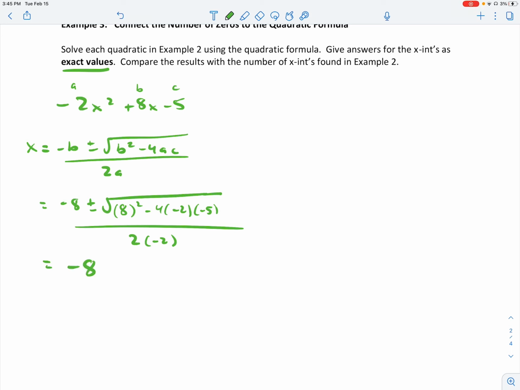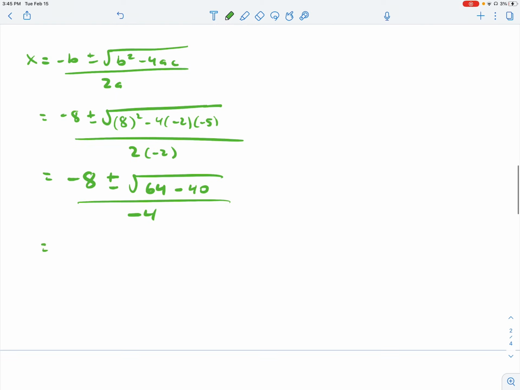Okay, let's clean it up a bit. 8 squared is 64. We have 3 negatives here, so we're going to get a negative value. And then 4 times 2 is 8. 8 times 5 is 40, so that all works out to 40, all over -4. So we have -8 plus or minus the square root of 24, all over -4.